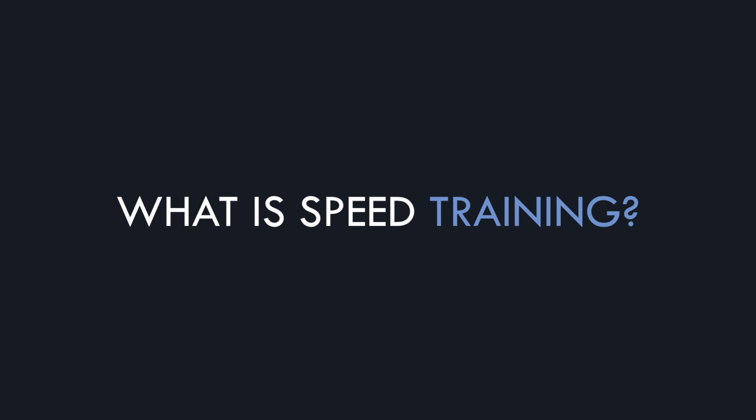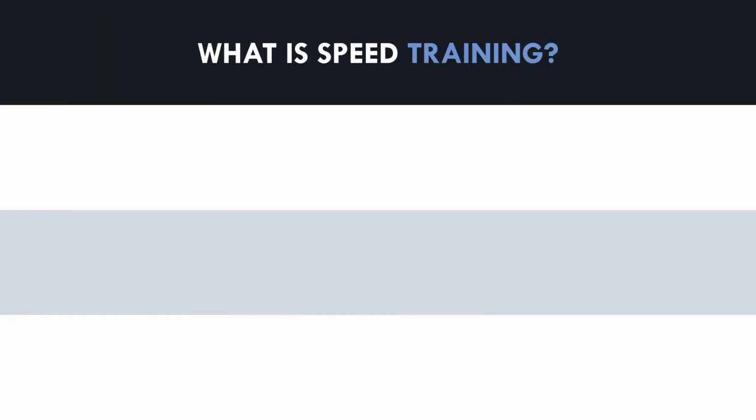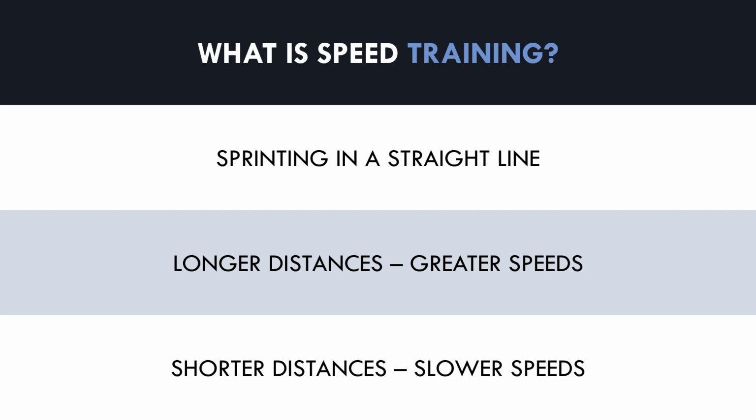First, we need to establish what exactly we mean by speed training. Essentially, speed training refers to sprinting as fast as possible in a straight line. Speed training can be performed over various distances, although the effort must always be maximal. So the distances used for a particular speed training session will determine what speed the athlete reaches. Longer distances will allow greater speeds to be reached, while shorter distances will limit how fast the athlete can run.